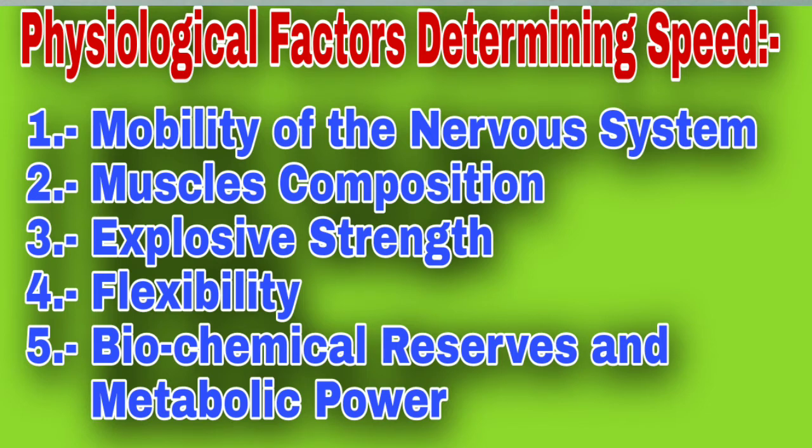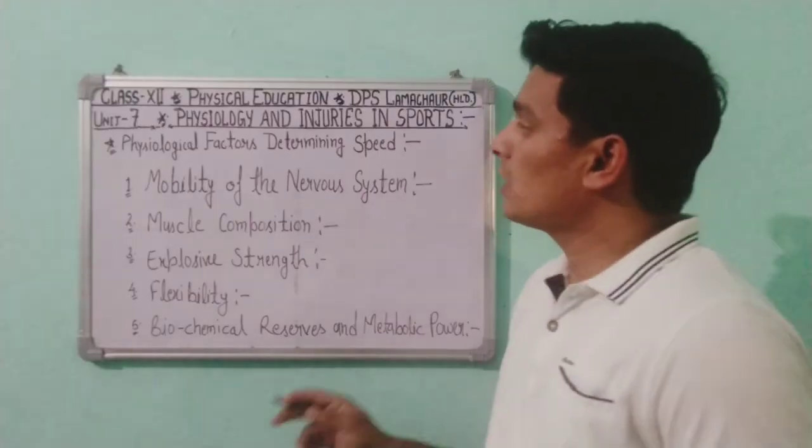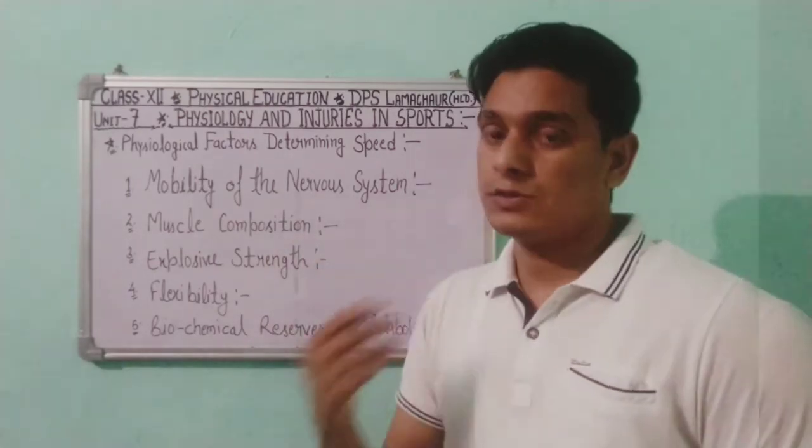If ATP and CP stores are low in contracting muscles, the muscle contraction becomes slow after a short time due to inadequate energy supply. The energy supply also depends upon certain enzymes which can increase the metabolic power. The amount of ATP, CP and the rate of energy supply can be increased by training. Hence, it can be said that the metabolic reserve and metabolic power determine the speed. So, this is all about the physiological factors determining speed.